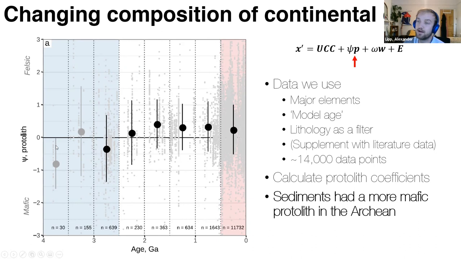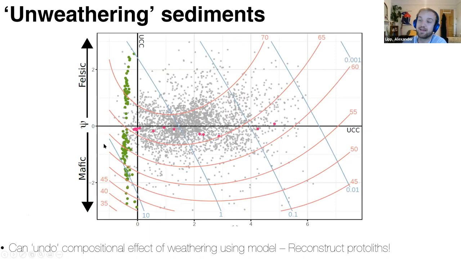But we can actually do slightly better than just saying it was more mafic. A key application of the approach which I developed is that we can undo the compositional effect of weathering to get at the full composition of a sediment protolith. If this black dot represents a generic sediment sample, we can just project it back along this weathering vector to the igneous rock array represented by green samples here. So this is the sediment, this is the protolith, and this is just the action of unweathering.